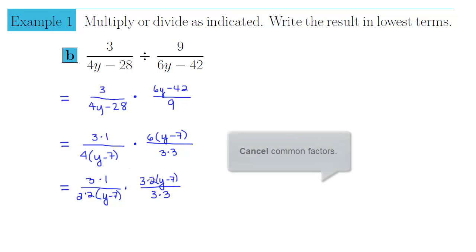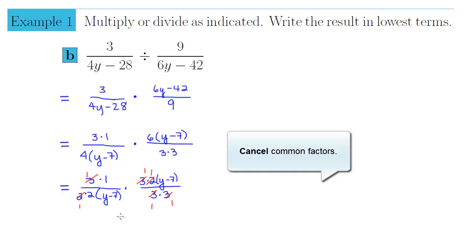Then we factored everything out as far as possible, and now we're going to cancel any common factors from the numerator and the denominator. Let's start with this 3. This 3 will cancel with this 3, leaving us with 1. This 3 will cancel with this 3, leaving us with 1. And one of these 2's will cancel with this 2.